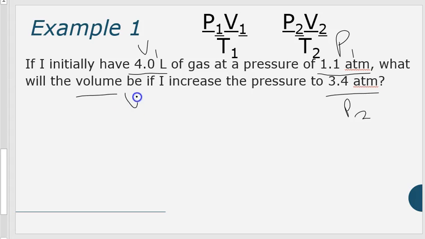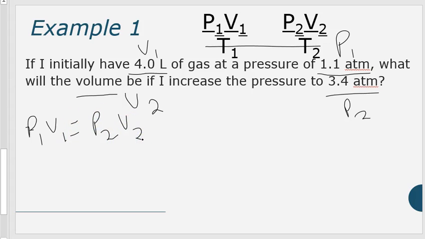It looks like we're looking for V2. When we look at our equation up here, we have some extra variables that we don't need. They don't give us temperature, so we know that temperature does not affect whatever's going on in this problem with our gases. So we actually don't need this portion of the equation. We're going to use P1 V1 equals P2 V2. We're going to plug our numbers in.